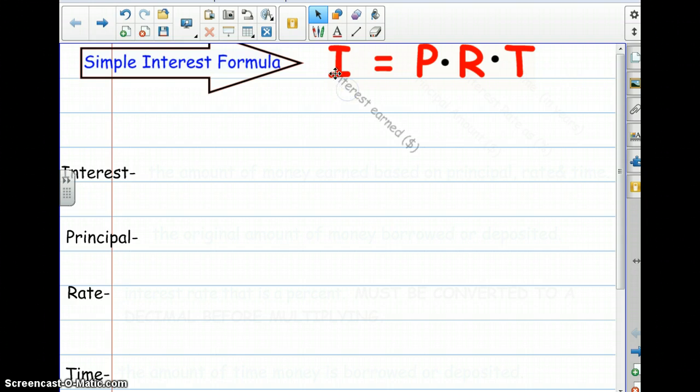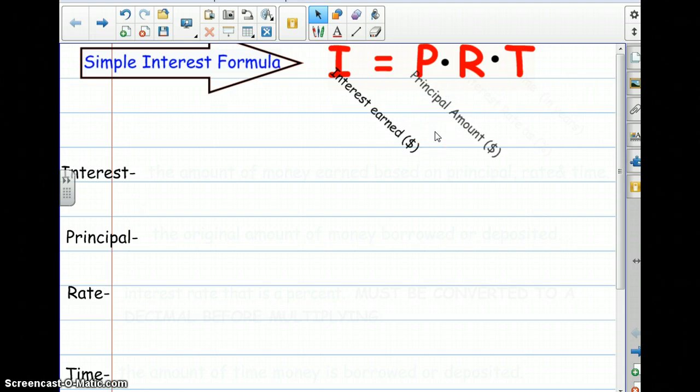So interest, the letter I, stands for the amount of interest that is earned. And notice I put a dollar symbol behind that, and that's because the interest earned is actually a dollar amount. It's not a percent or anything like that. It's just the I in this case stands for the amount of interest that is earned. It's a dollar amount.